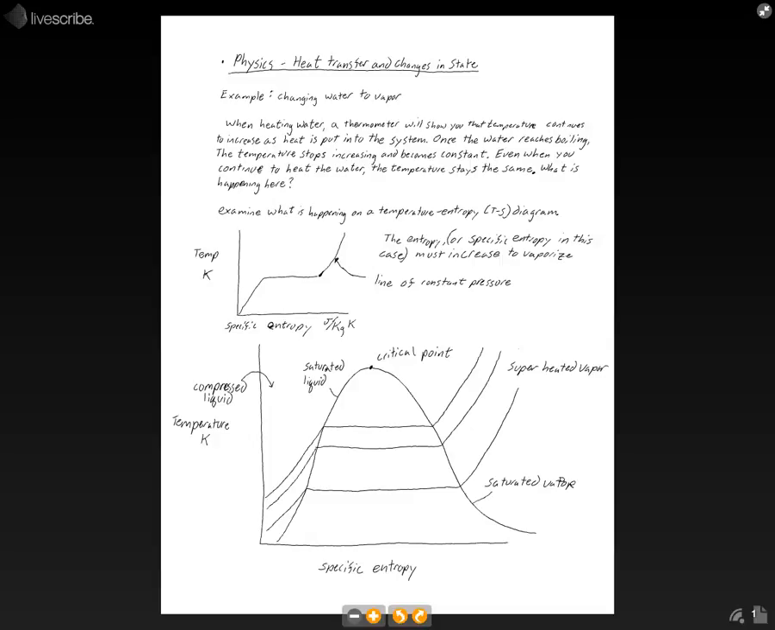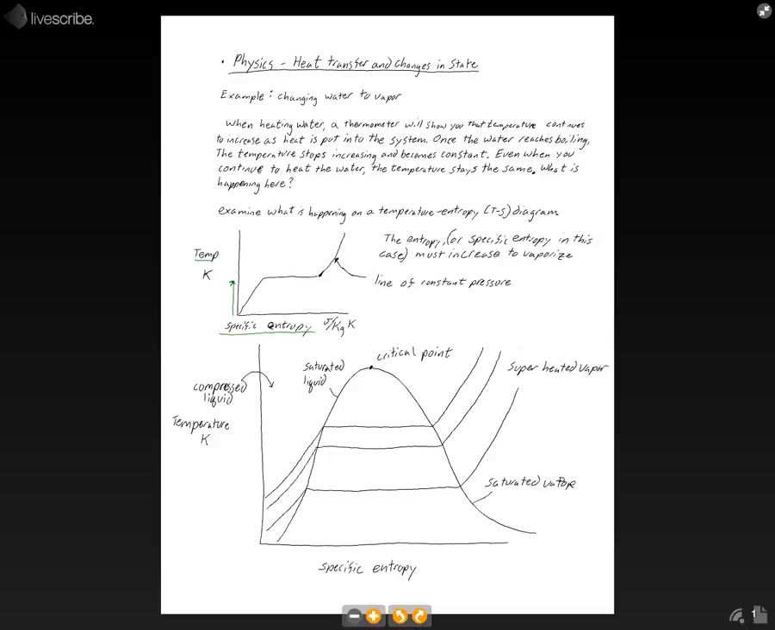So for this, one way that we can look at it is to examine basically a temperature and specific entropy diagram. And on this we have our temperature on the y-axis, and we have the specific entropy on the x-axis. So as temperature increases, it reaches the boiling point, and then it begins to just level off.